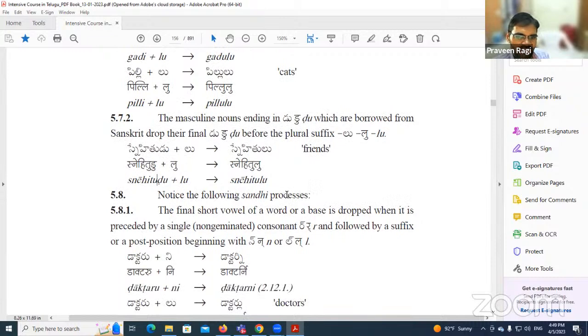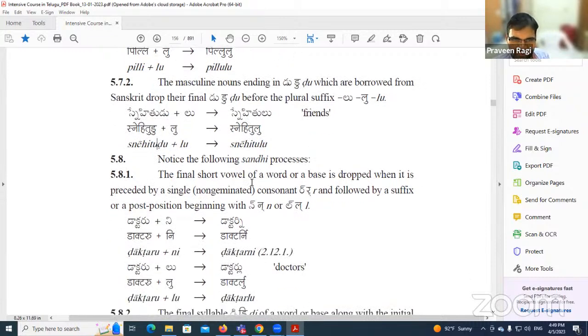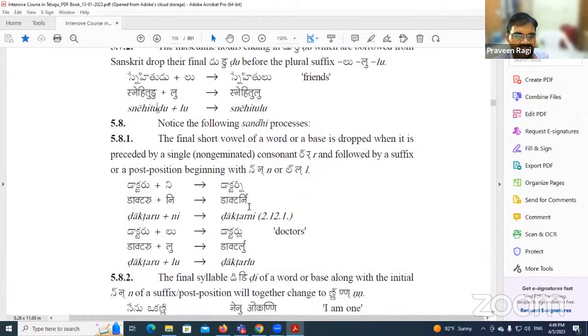Next one, notice the following sandhi process. The final short vowel of a word or a base is dropped when it is preceded by a singular non-geminated consonant r and followed by a suffix or a post position beginning with ni. Let's see the example. Doctoru plus ni becomes doctor ni.